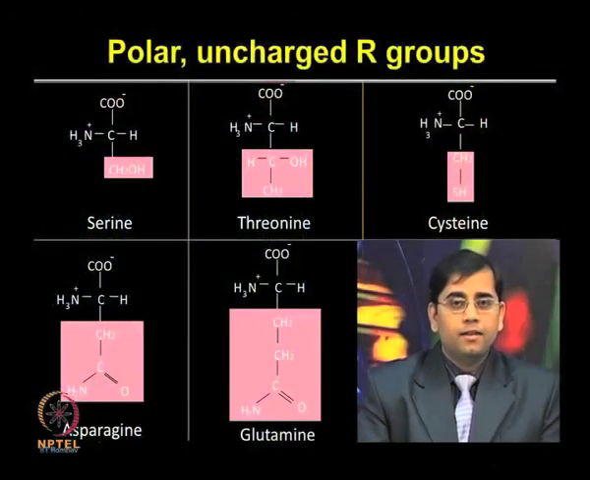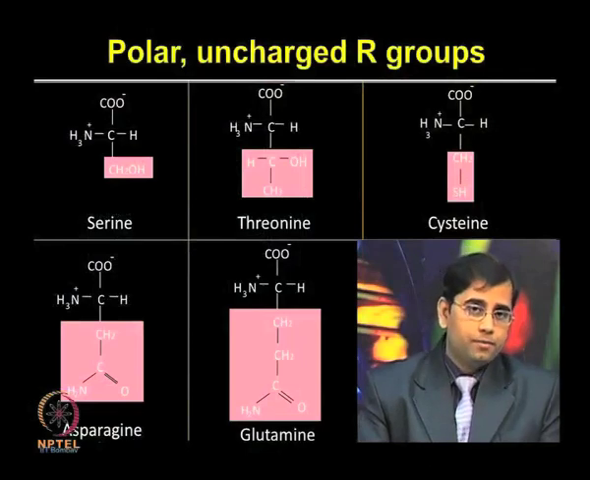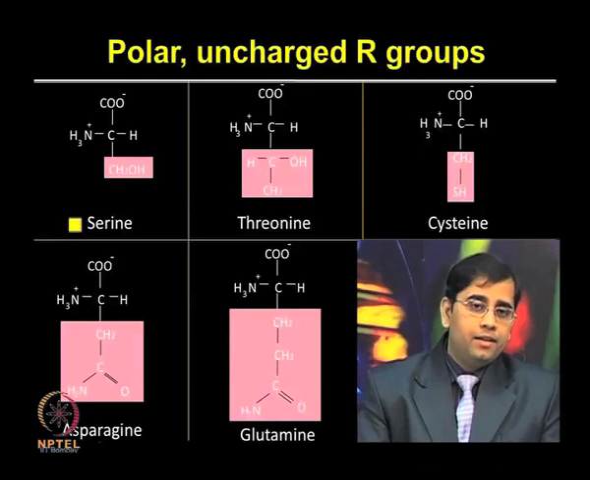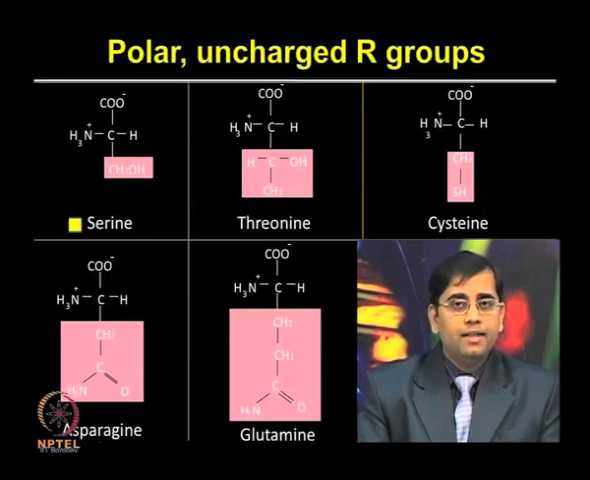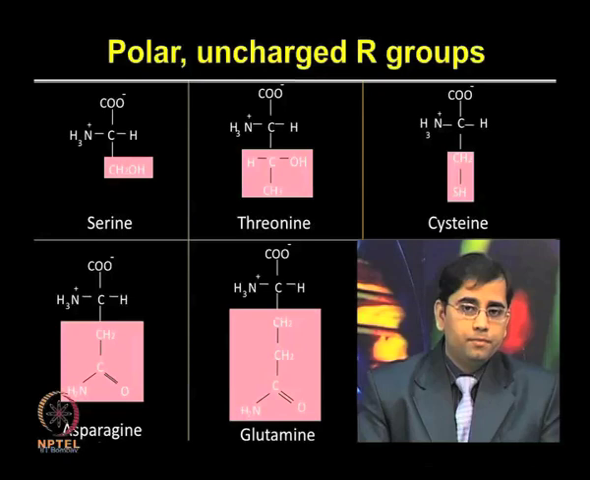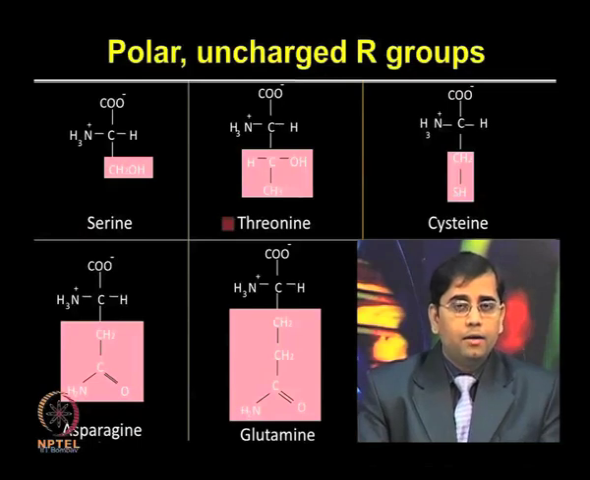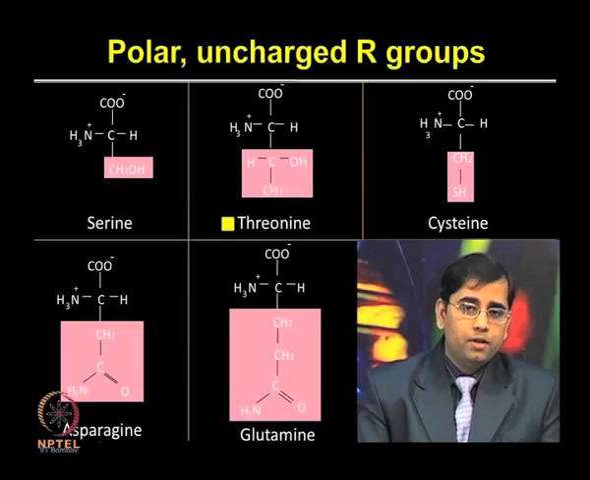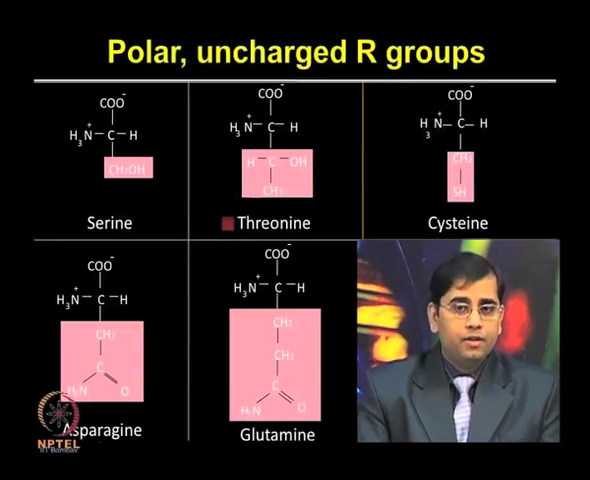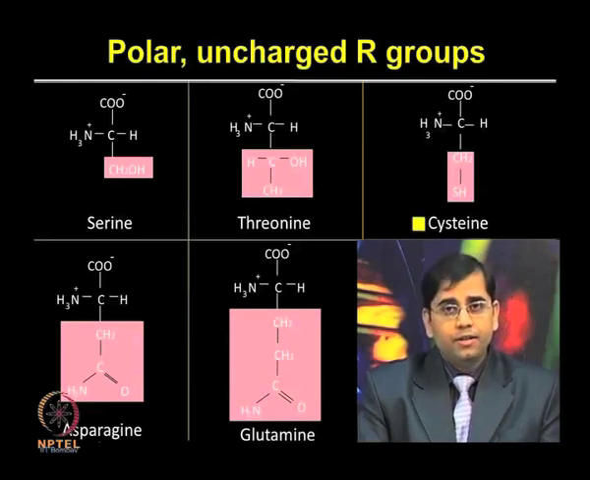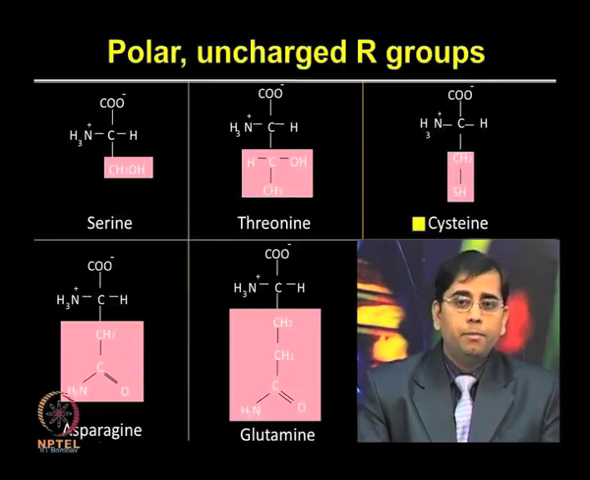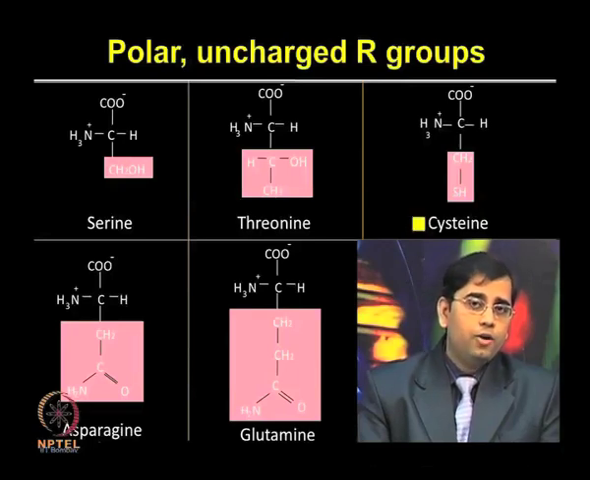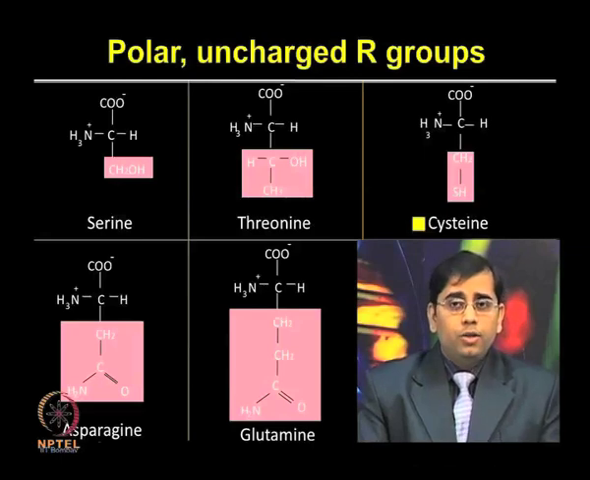The next category is polar uncharged R groups. Let us start with serine, which resembles alanine in structure, but it contains a hydroxyl group. Threonine resembles valine in structure and contains a hydroxyl group. It has an additional asymmetric center. Cysteine is similar to serine, but it contains a sulfhydryl or thiol group. Two cysteine molecules form cystine.